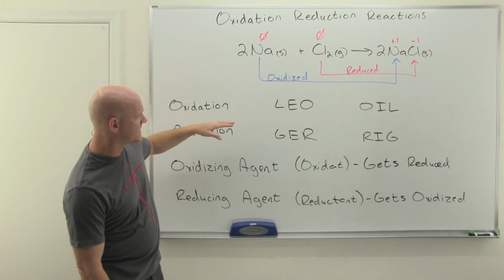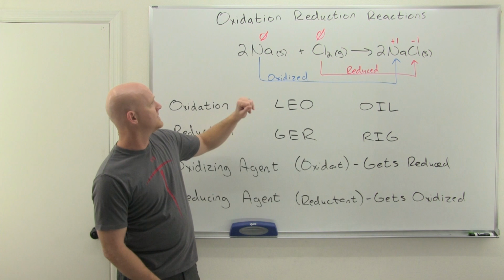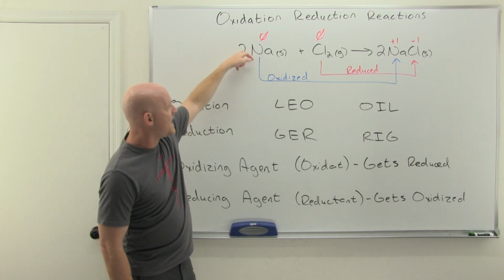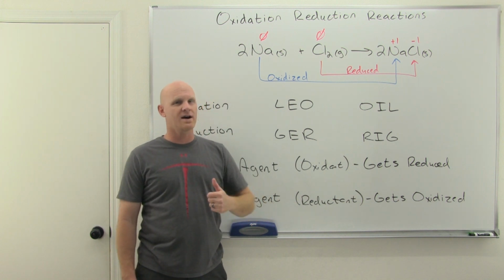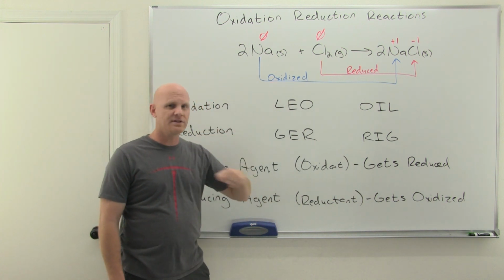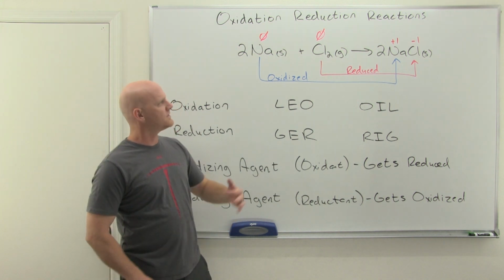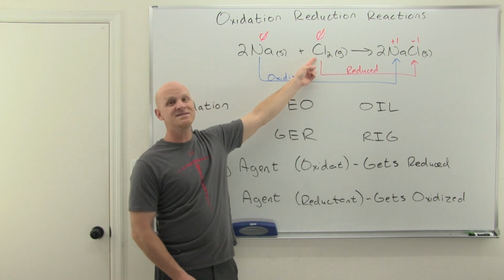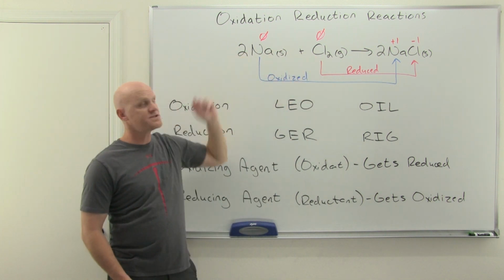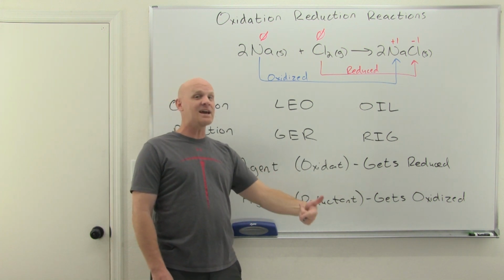So if we look here, we said that the oxidizing agent gets reduced. Sodium is getting oxidized, and if he's getting oxidized, we like to think of it as somebody caused him to get oxidized. Well, he lost electrons. And so the question really was, who took those electrons from him? That's the way we want to look at this. Well, chlorine did. Chlorine gained those electrons. And so chlorine is the agent responsible for causing sodium to get oxidized. And that's why he's the oxidizing agent.